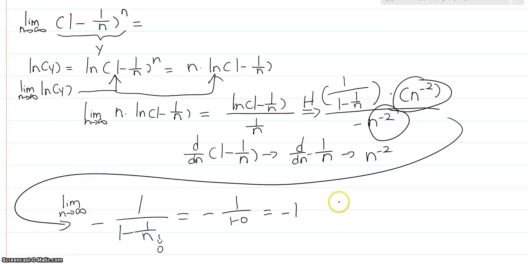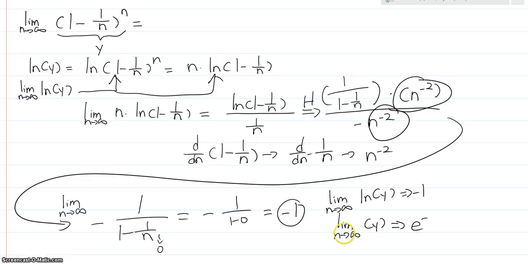Since this answer is the limit as n approaches infinity of ln of y, which is negative 1, the limit as n approaches infinity of y will be e to the negative 1. Because ln is basically asking how many e's you have, and since you have negative 1 e, it's e to the negative 1.